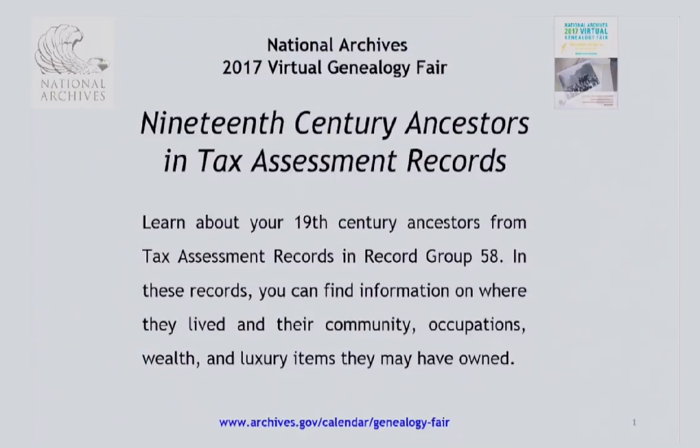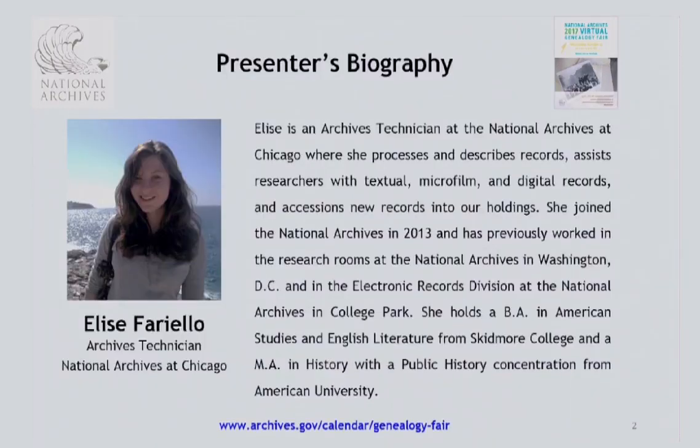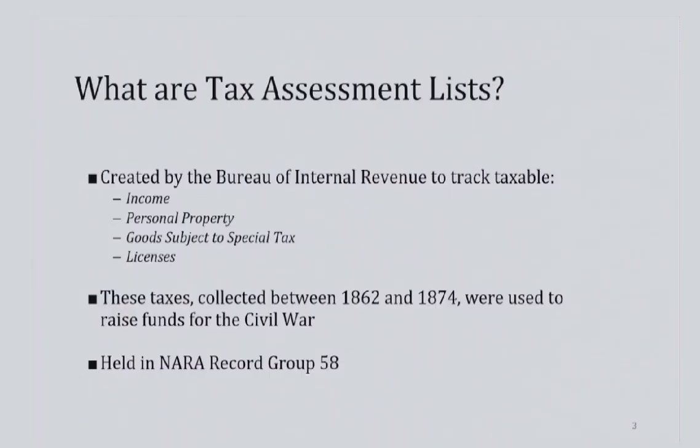Today, Ms. Ferriello will discuss how to find ancestor information using the 19th century tax assessment records in Record Group 58. In these records, you can find information on where they lived and their community, occupations, wealth, and luxury items they may have owned. Ms. Ferriello is an archives technician for the National Archives at Chicago, Illinois. We welcome to the broadcast Elise Ferriello.